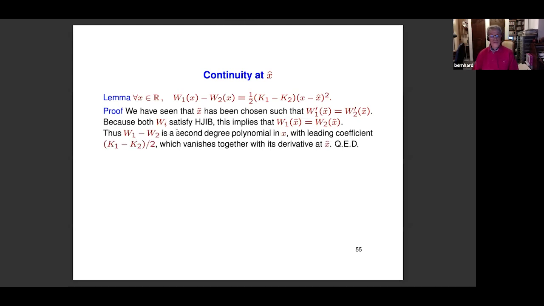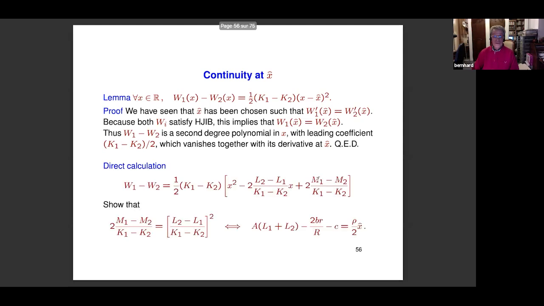Therefore, the function W1 minus W2 is a second degree polynomial in x with leading coefficient (k1 minus k2) over 2. This is because each one is k1 x squared over 2 plus linear terms. It is a second degree polynomial which vanishes together with its derivative at x hat. Therefore, it is this polynomial times (x minus x hat) squared.